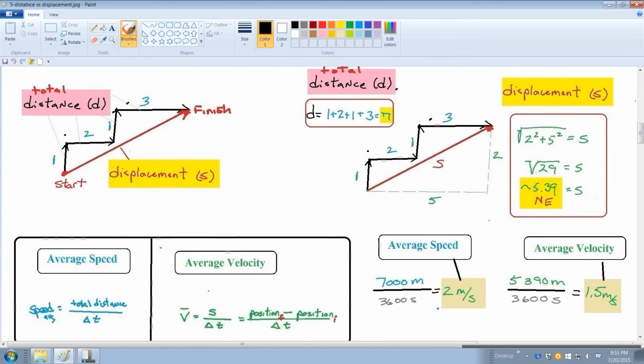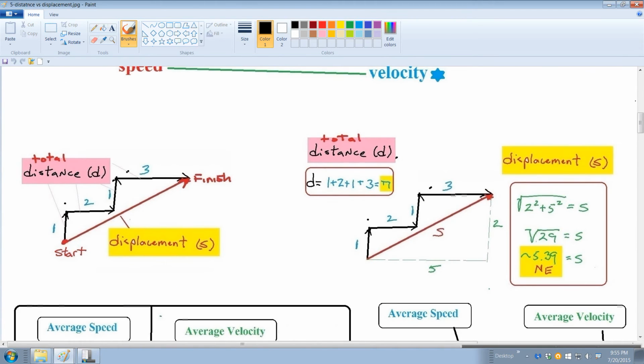Okay, so one other thing that's important to mention is that when you talk about instantaneous speed and instantaneous velocity, they are the same as long as you don't add the direction. So why is instantaneous speed and instantaneous velocity the same?